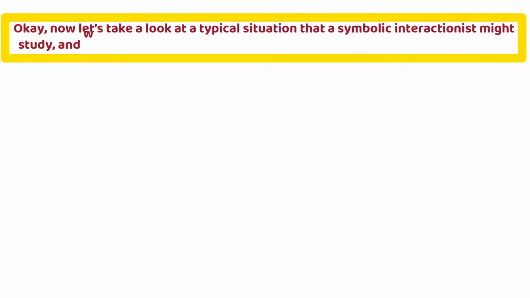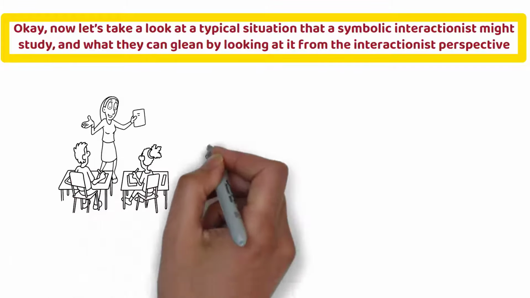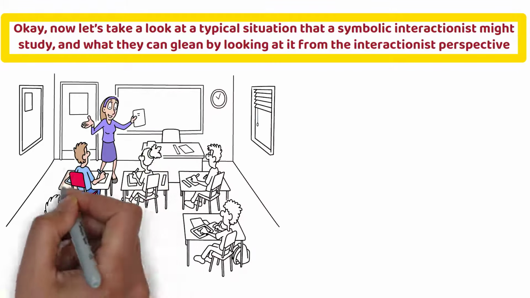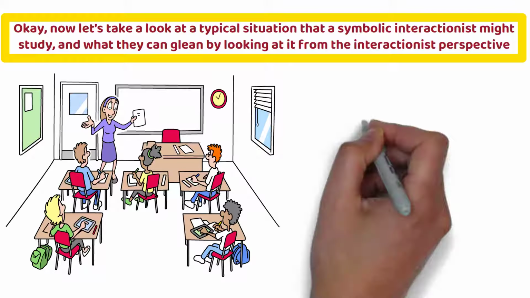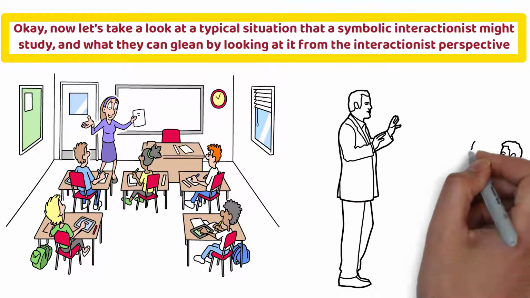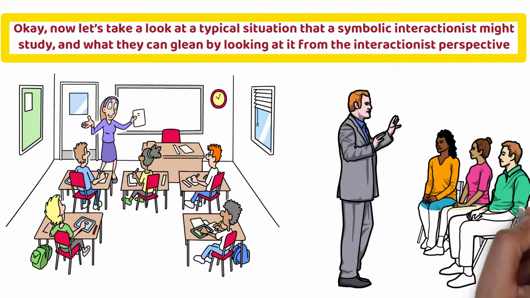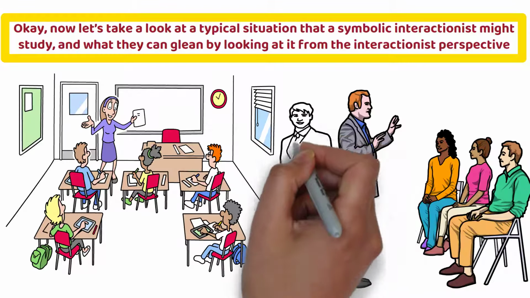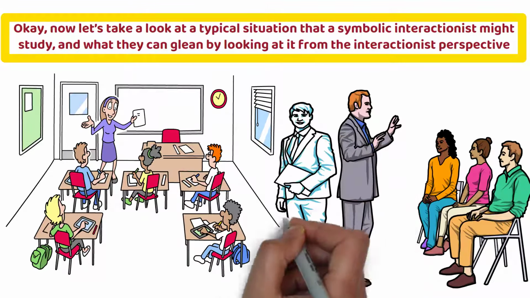Okay, now let's take a look at a typical situation that a symbolic interactionist might study, and what they can glean by looking at it from the interactionist perspective. The example we'll use is a classroom environment. Imagine a researcher looks at how the students and teachers interact in the classroom. The researcher may see that the teacher acts as the authority figure, and students respond to this. Before long, a shared understanding that the teacher is the boss will emerge.